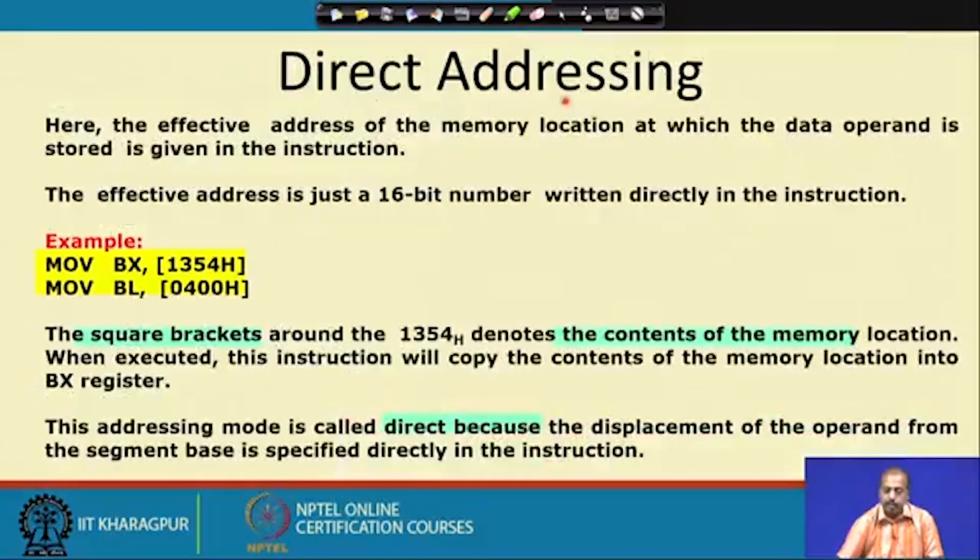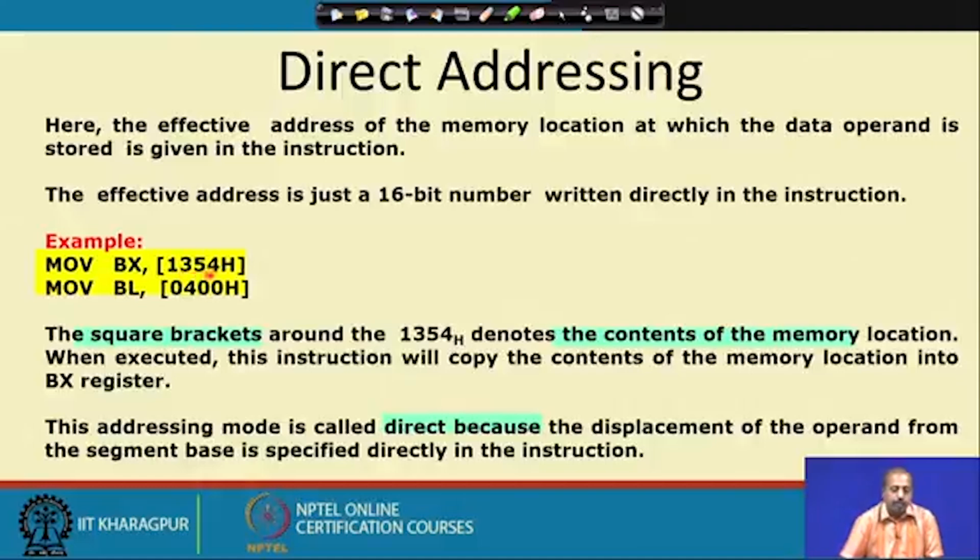Next, we look into the different addressing modes. The first one is direct addressing. In direct addressing, the address is directly provided in the instruction itself. The address of the memory location is given in the instruction itself. The effective address is a 16 bit number.